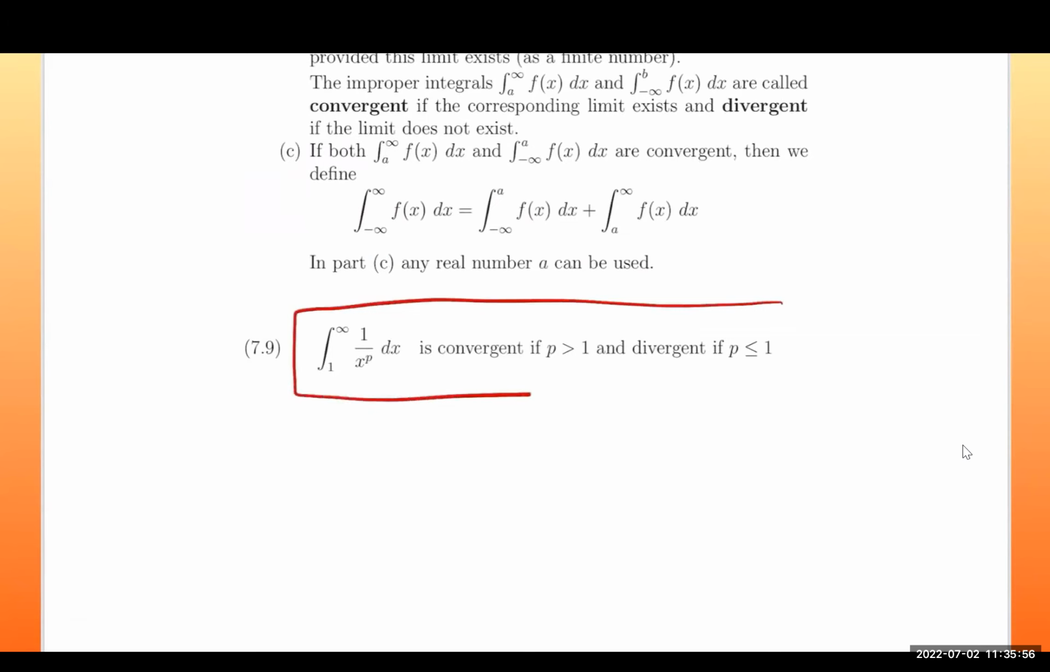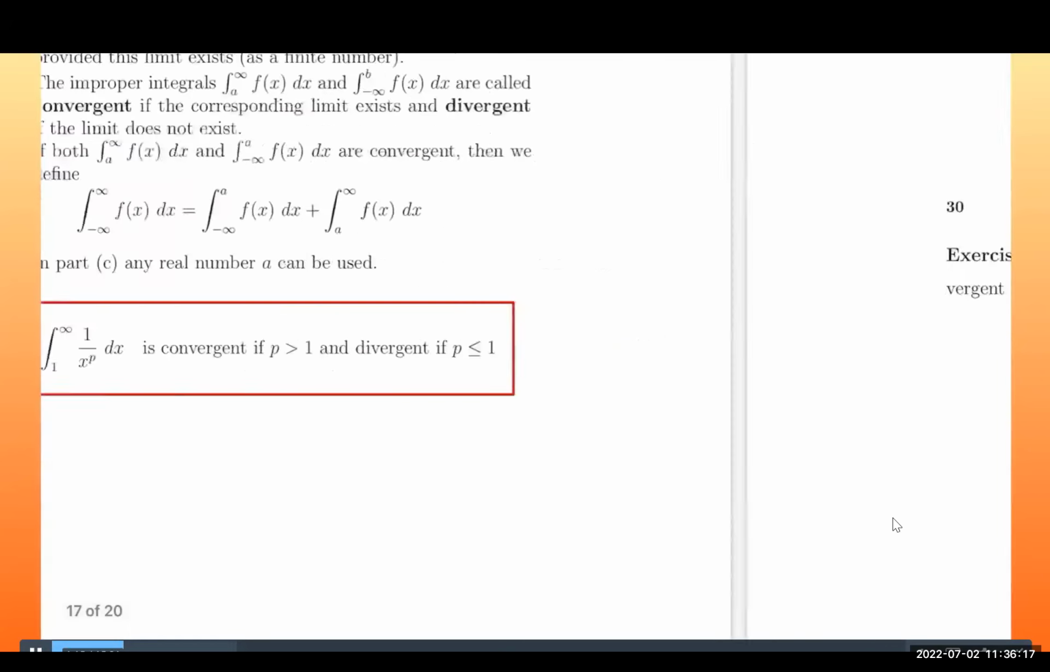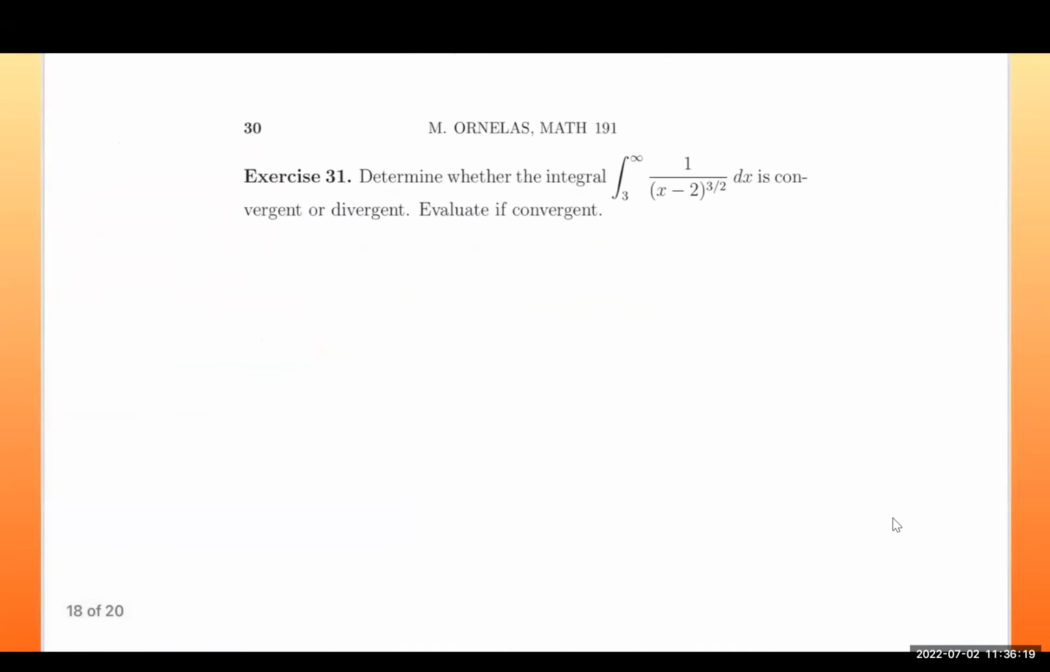This little theorem is also very important. It comes in very handy for a lot of these problems. It just says that if you have something of the form 1 over x to the p, it's going to be convergent when the exponent p is greater than 1, and it's going to be divergent when the exponent p is less than or equal to 1. So we'll refer to this little theorem.